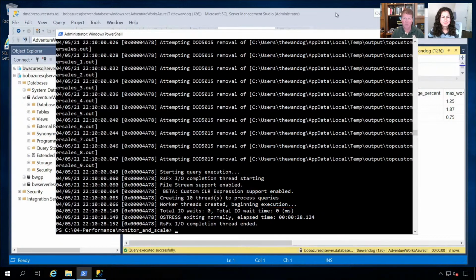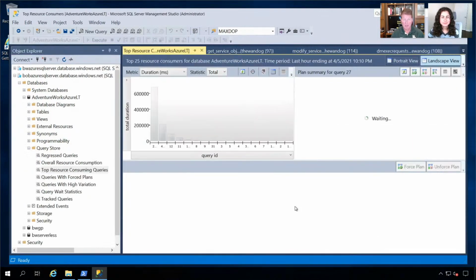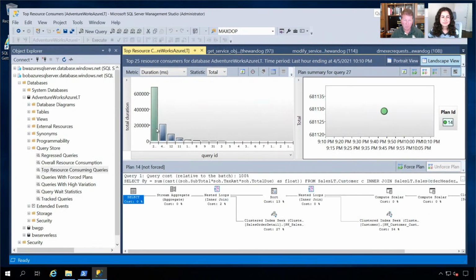But I'd even like to go further in my monitoring. Let's go to Query Store and see what it looks like. So let's go to the top resource consuming queries. This may fool you a little bit here in the sense that the same query is showing up with a different query ID. That's because inside Query Store, the first plan, Anna, was running on 2 vCores. It wasn't possible to run it in parallel. And so Query Store is going to record this as 2 different queries, even though it's the same text.